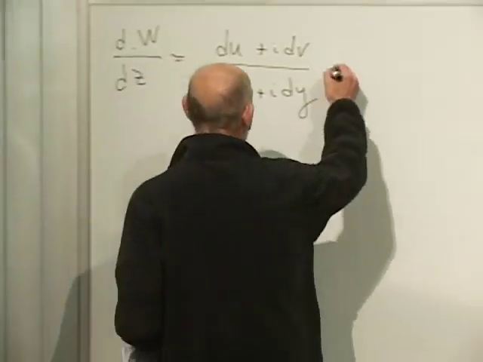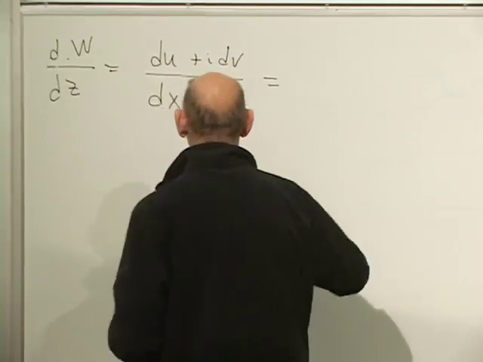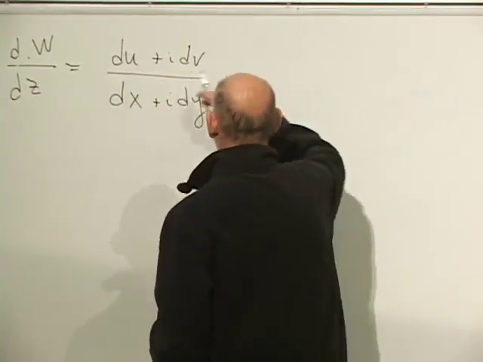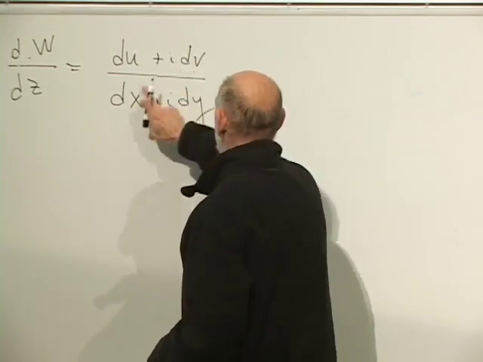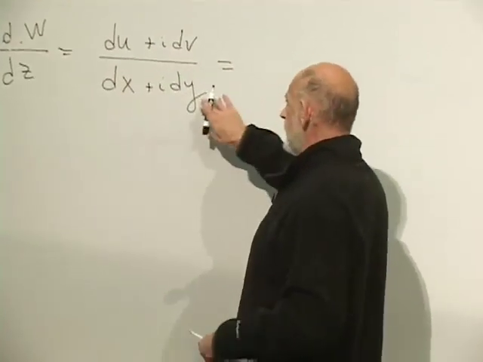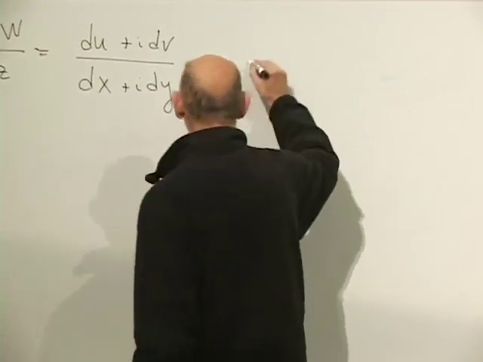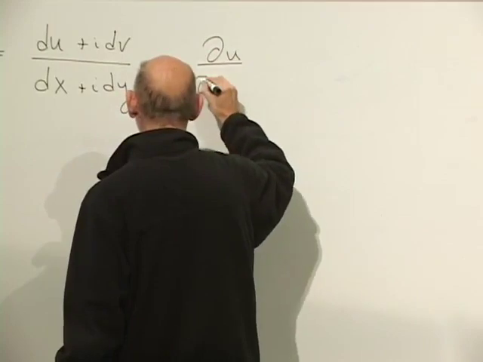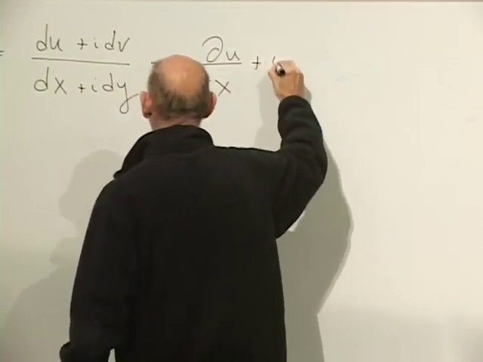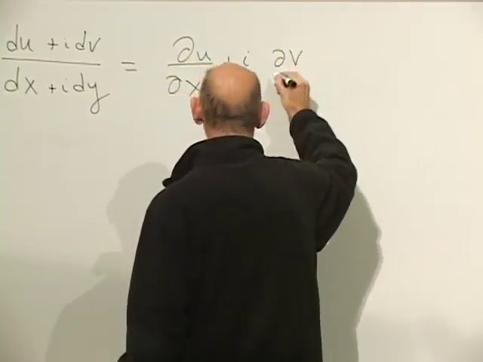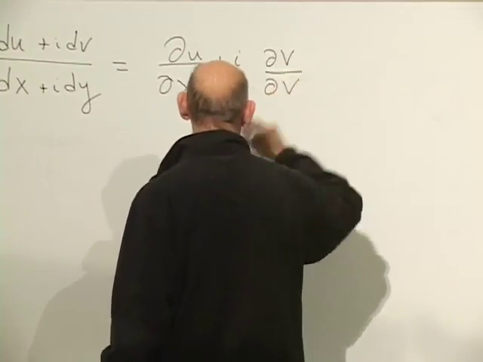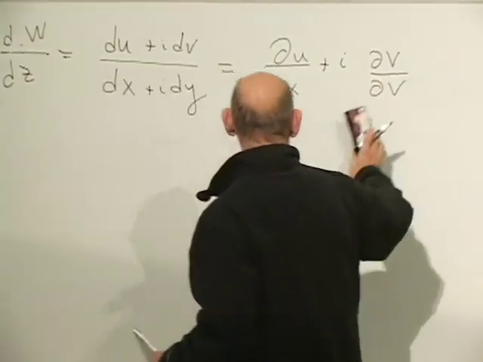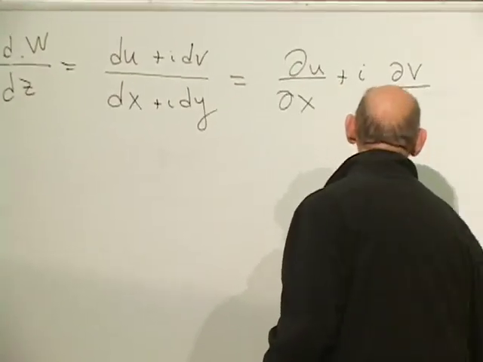And so this must equal, coming in along the x-axis, du by dx plus i dv by dx. Since we're keeping y fixed and not varying y, this is the same as the partial derivative of u with respect to x plus i times the partial derivative of v with respect to x. Okay, is that clear? Good.